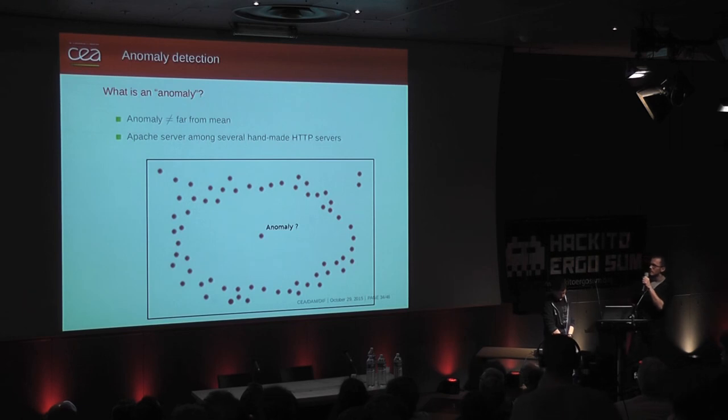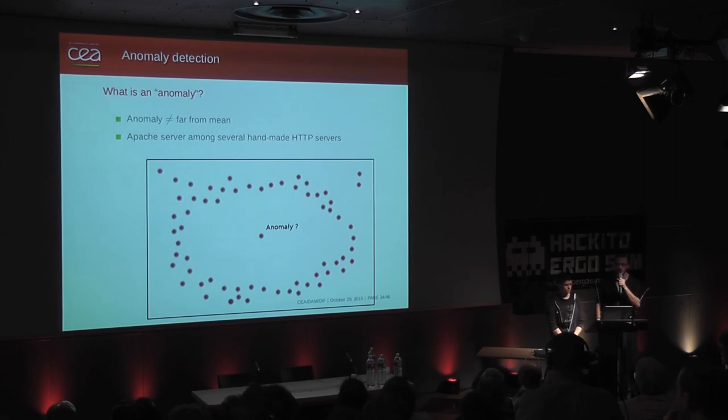Okay. So the last algorithm we will speak about is anomaly detection. Why anomaly? Because an anomaly is not something that is far from the mean. Here you have a picture where the anomaly is exactly the mean. So we just cannot take all the points and say, okay, what is the point which is the farthest from the mean, and this is an anomaly? No, it's not that simple.